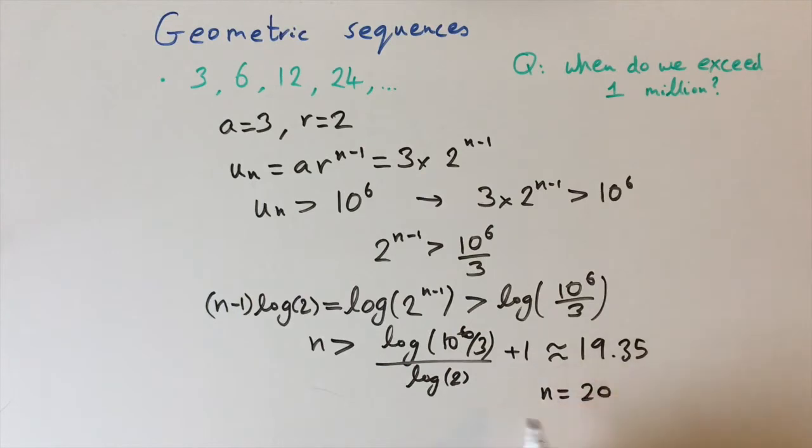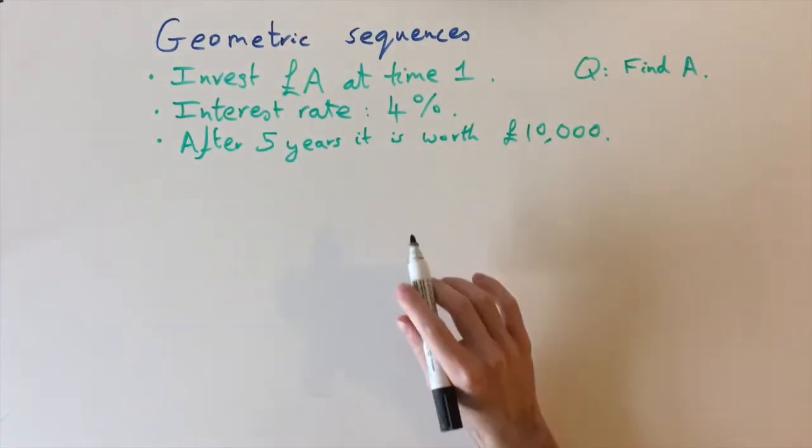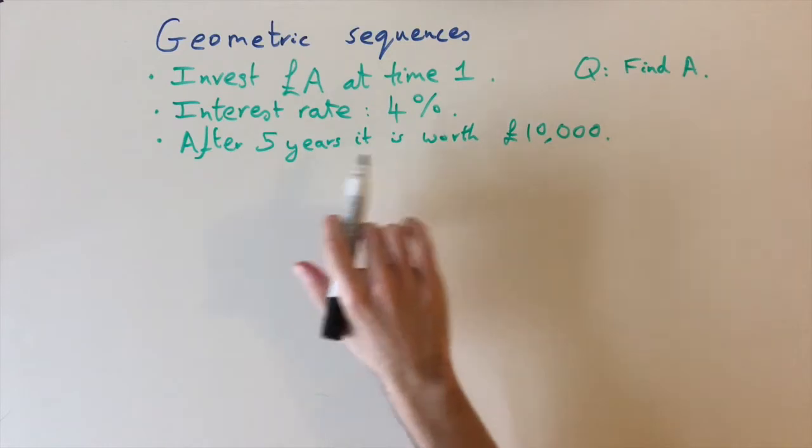So, and this tells us it's the first time that the term in the sequence is greater than 1 million. So this is our answer, n equals 20. So now we're looking at the second problem. And this is a bit wordier, so let's just read through it.